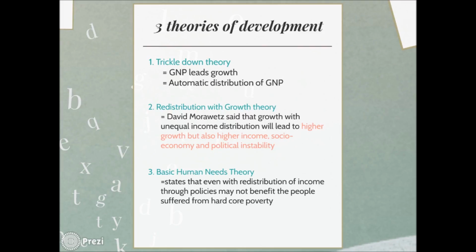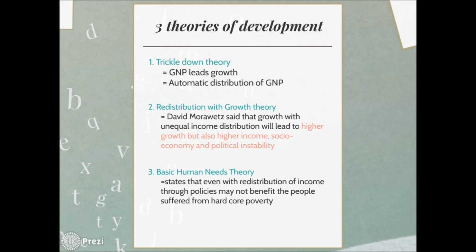This theory is explained by David Morawetz, saying that growth with unequal income distribution will lead to higher growth, but also higher income, socioeconomic and political instability. This is quite logical, since the unequal income distribution later will affect the income gap and the psychological mindset of the people in the same economy. But later we'll also explain this in depth.